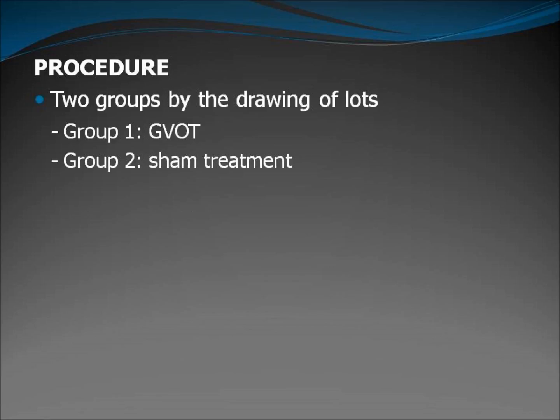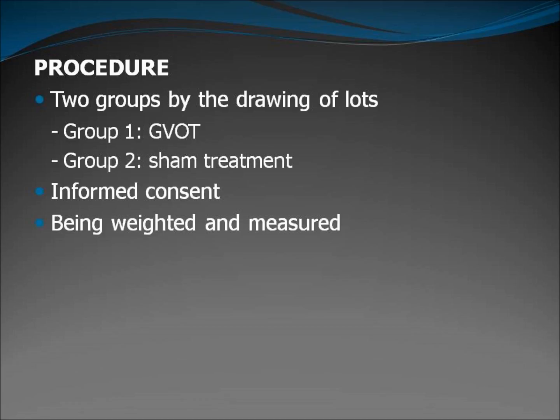The participants were divided into two groups by the drawing of lots when they entered the room. Subjects with number 1 received the GVOT, Group 1, and those with number 2 received the sham treatment for the same duration, Group 2. After signing the informed consent, the subjects were weighed and measured. Before the treatment started, the hepatojugular reflux test and the osteoporosis test were done.